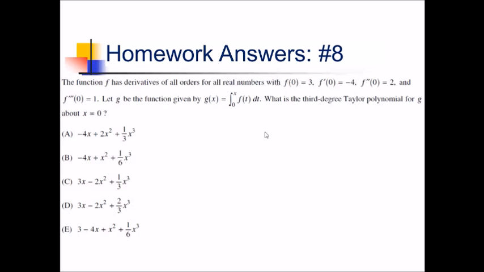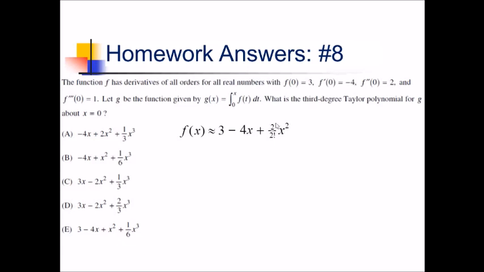So f, using our Taylor formula here, is just going to be f of 0, which is 3. And I'm going to say f of x is approximately equal to this because we don't have an infinite series here. We're just cutting it off at 3 derivatives. Next, I'm going to have f prime of 0 times x. So that's going to be negative 4x. Next, I'll have f double prime of 0 over 2 factorial. So that's 2 over 2 factorial, and we have an x squared there as well.